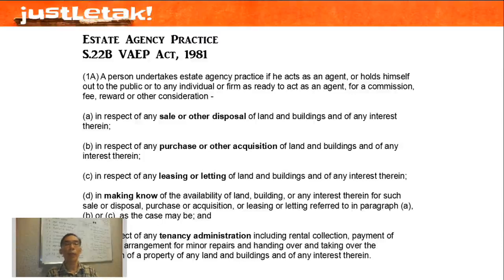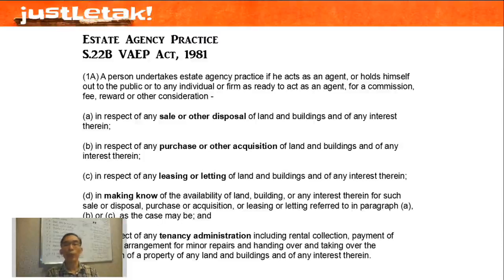Part D refers to advertising, or informing a third party of the availability of such building or land or interest therein. So in fact, it may be construed as practicing estate agency when you advertise on social media that you have a property for sale or for rent.